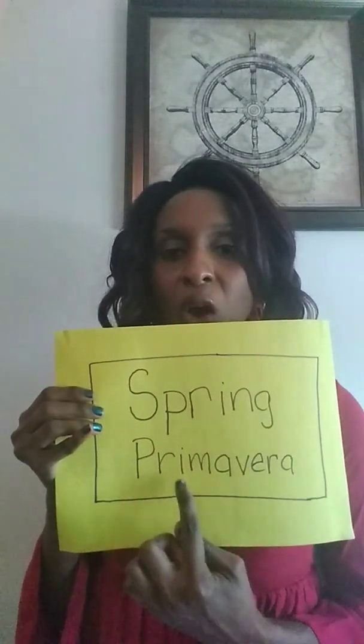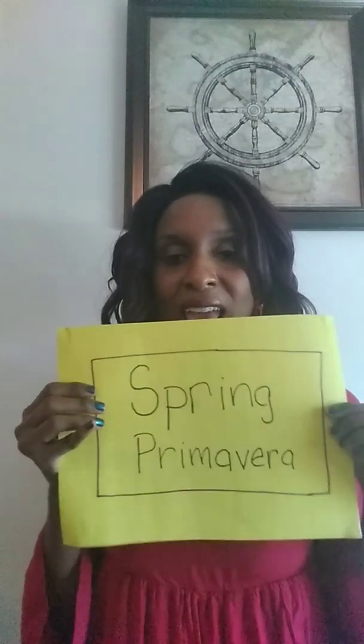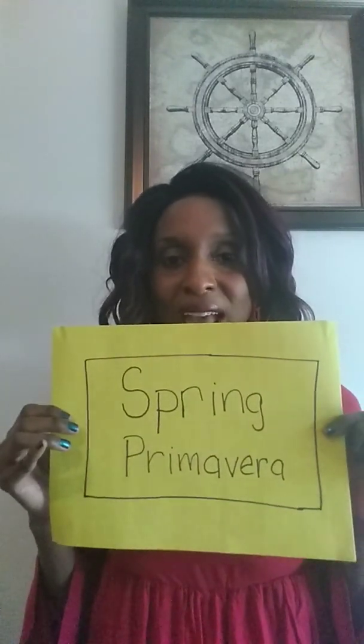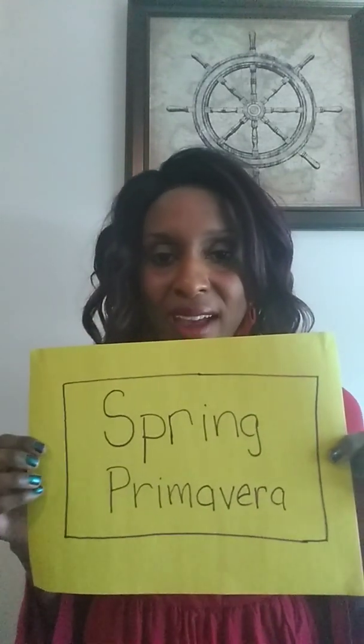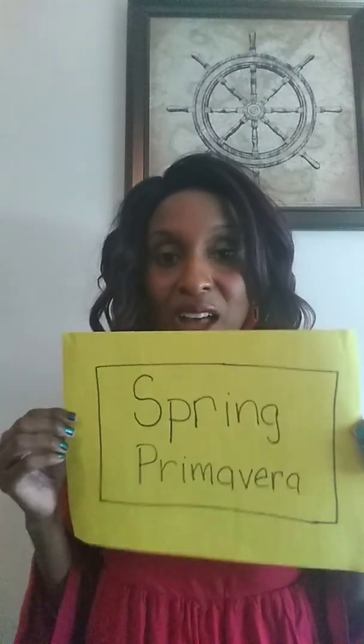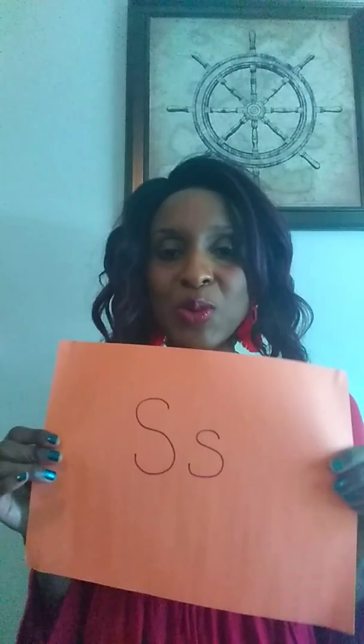This is primavera. And what is this shape? That's right, it's a rectangle. How many sides does a rectangle have? That's right, there's 4 sides. And what color is this? It's yellow.